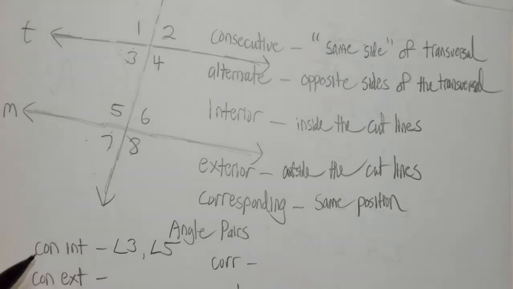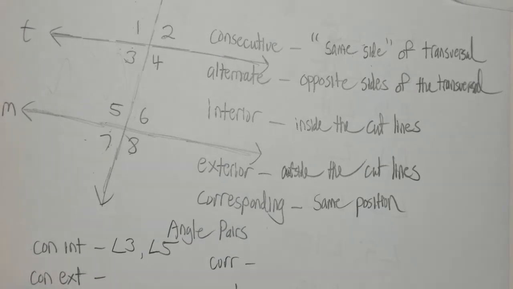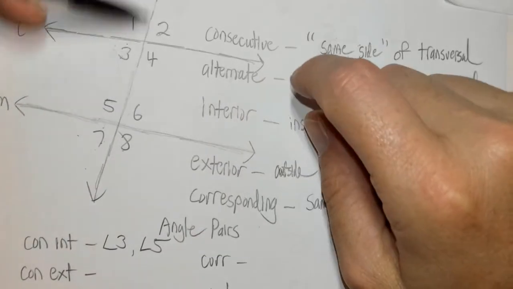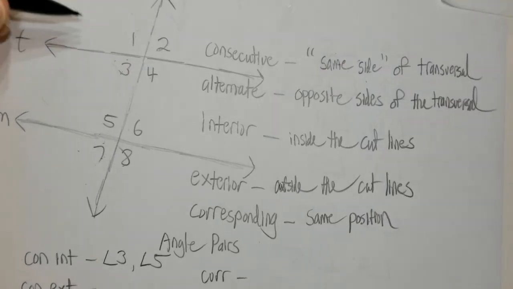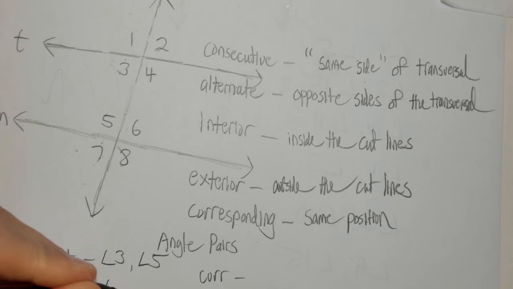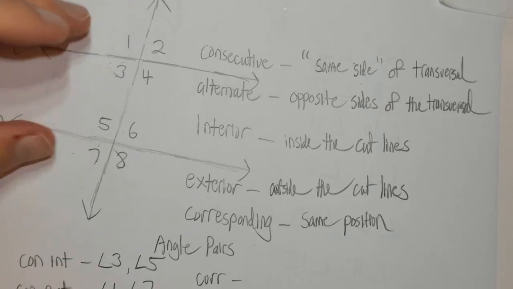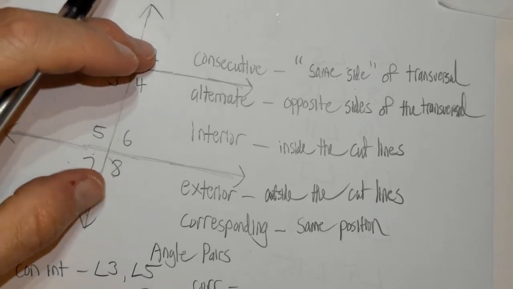The next angle pair we want to try to identify is consecutive exterior angles. Now they're on the same side, but they're outside of the cut lines. So the same side of the transversal, but outside of the cut lines. For example, angle 1 and angle 7. And another pair of consecutive exterior angles would be 2 and 8.